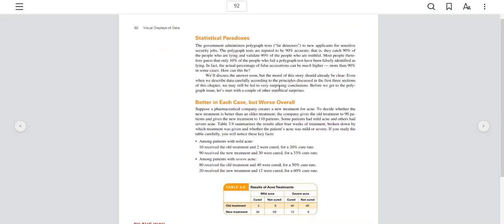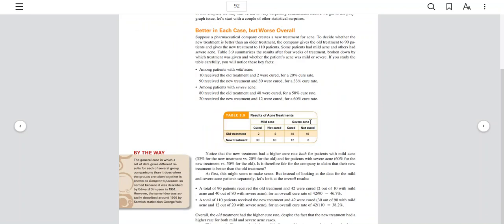But there's one thing in particular I want to focus on. And here's another example. You can even break tables down into more groupings. You have an ACME treatment, whether it's mild or severe, whether the person was cured or not cured. We got that broken down two ways there. And then now here, also, were they using the old treatment or new treatment?